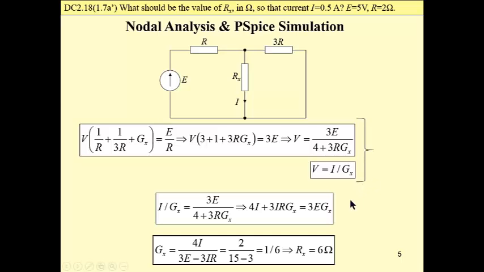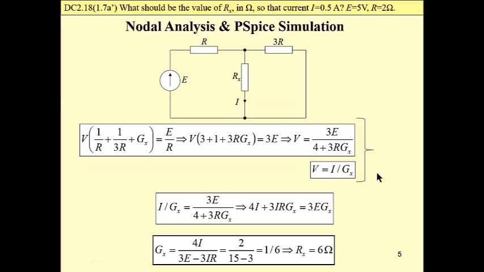And this is shown below here. If we have G sub x, we may calculate R sub x, which is 6 ohm. As you can see, a very simple task. However, well, calculations are not very complex, but also not very simple.